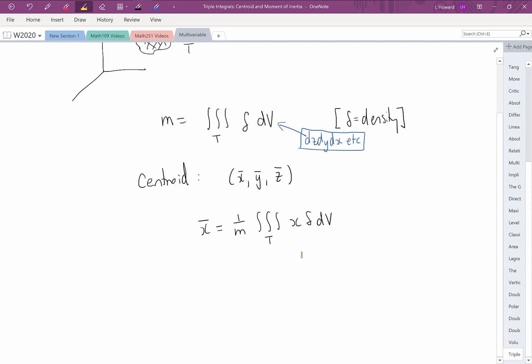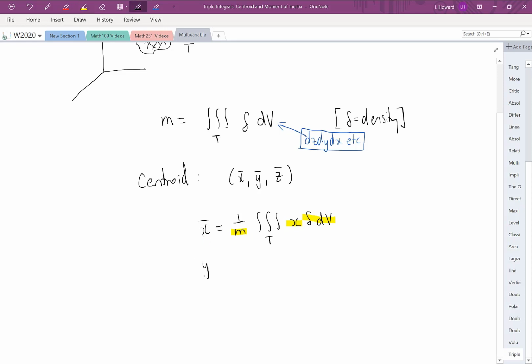Let's talk about the units for the centroid. As we just said, delta dV will be measured in kilograms. If we multiply that by x, the units are now kilograms times meters. And if we divide by mass, then we're dividing through by kilograms. So we get back to meters. Therefore, this expression is giving us a value in meters, and specifically it's giving us the x-coordinate of the center of mass.